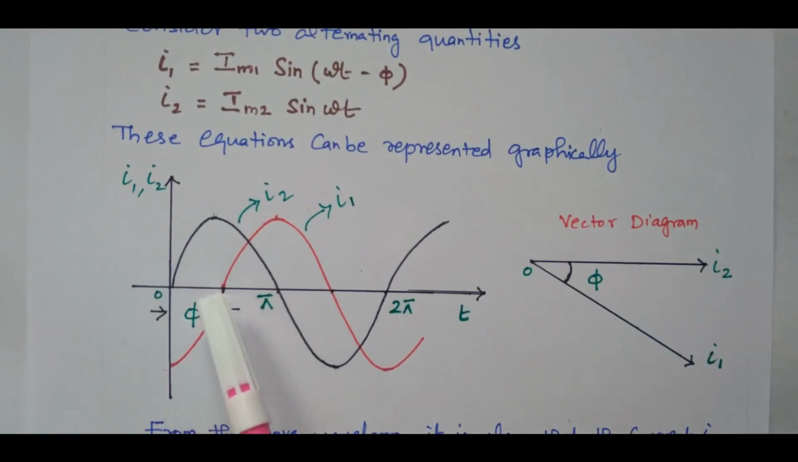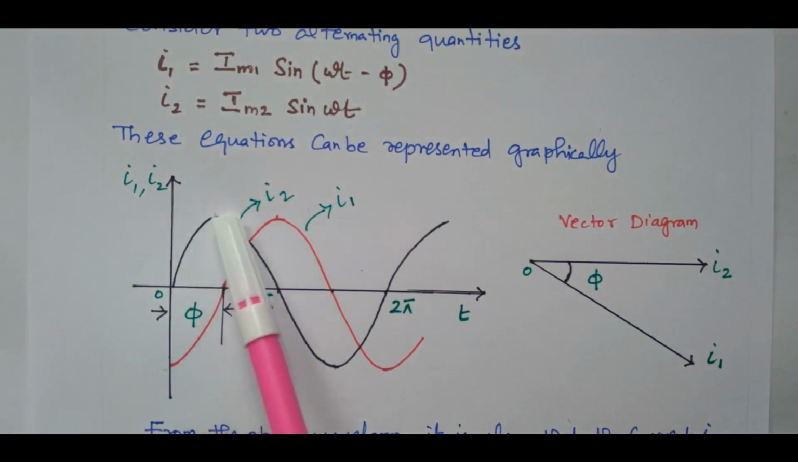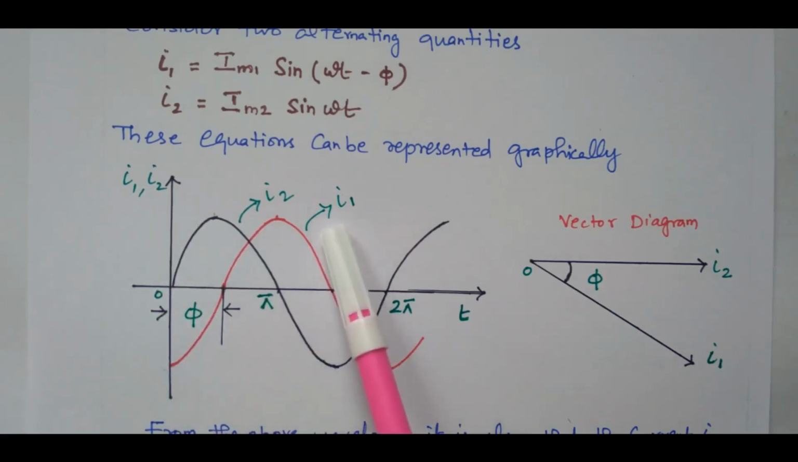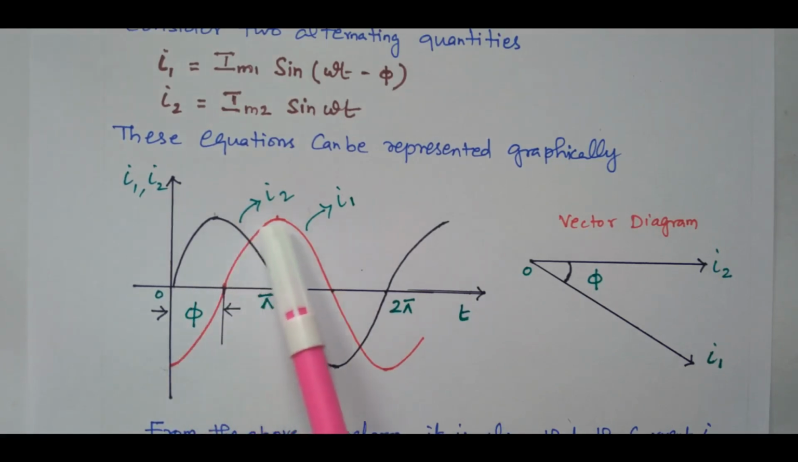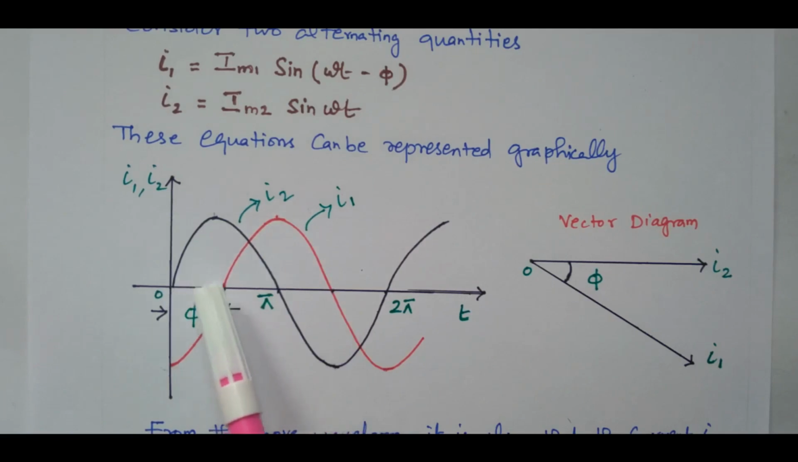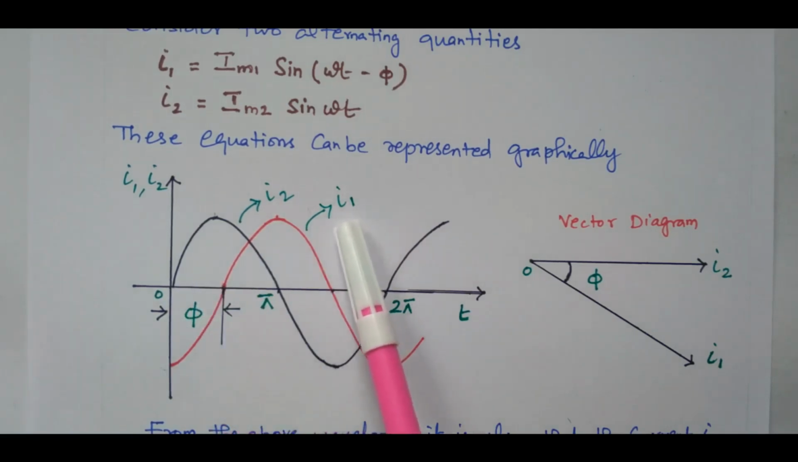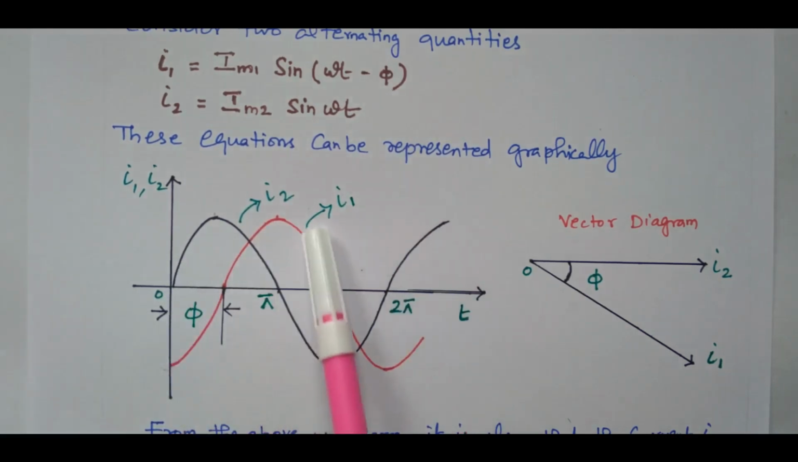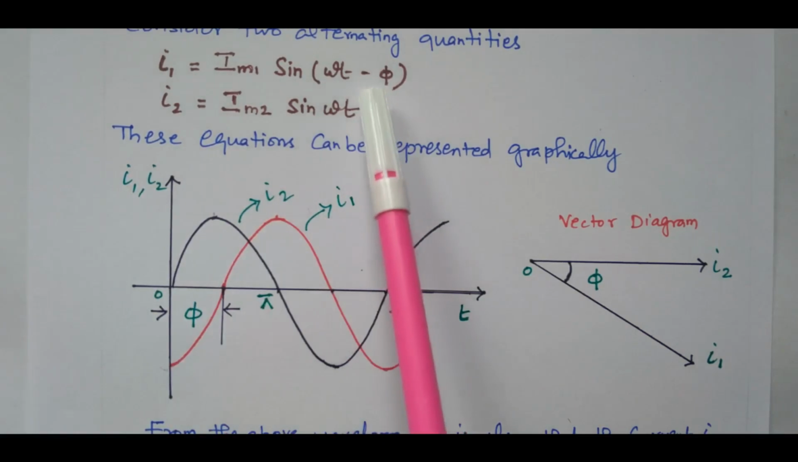See, this is I2. I2 starts at 0 and keeps on going, a sine wave. It's like a normal waveform. But I1 starts after pi. After the pi angle only, I1 starts. There is a delay in the starting of the current I1 with respect to I2, this pi. So due to this delay, it is called lagging. So this angle is subtracted, because after pi only I1 starts. So that is represented by this negative sign, which indicates lagging.